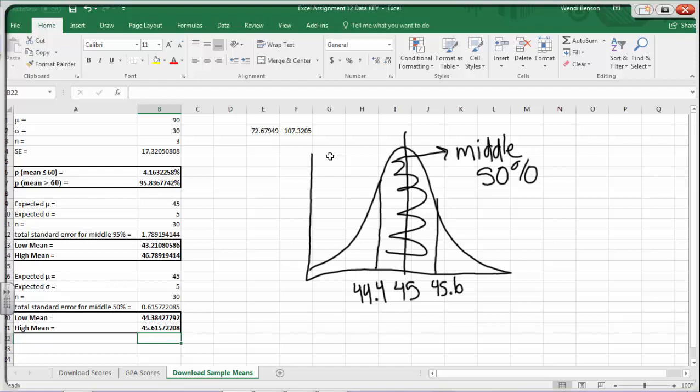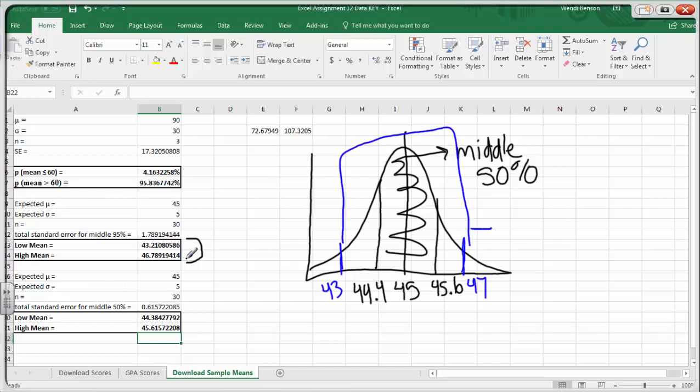Now notice, this is a narrower range than what we had for the middle 95% right here. And that makes sense, right? Because if you think about it, the middle 95%, so about 43 to about 47, is wider, right? And the middle 50% is more precise. So of course those results are going to be closer to the mean when you're using the middle 50% versus the middle 95%.